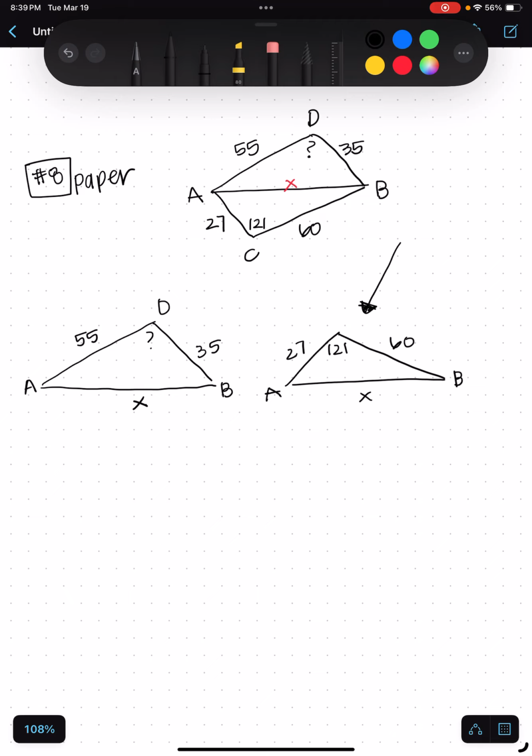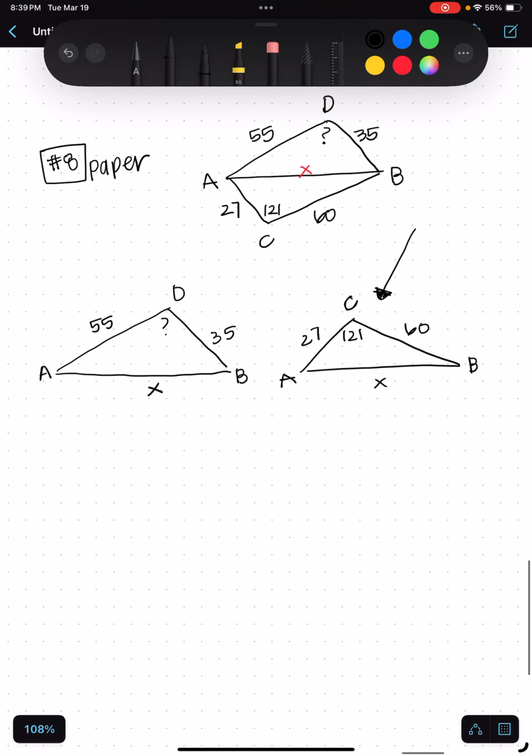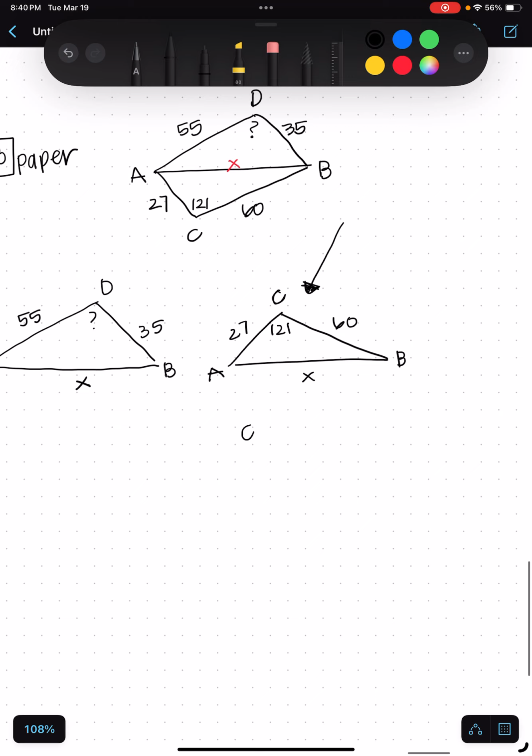So we're going to use the second triangle here because we have more information about it. We know one of the angles. Sorry, I didn't say this, but we know angle C. So we're going to use law of cosines, which I'm going to write over here. C squared is equal to A squared plus B squared minus 2AB cosine of angle C.